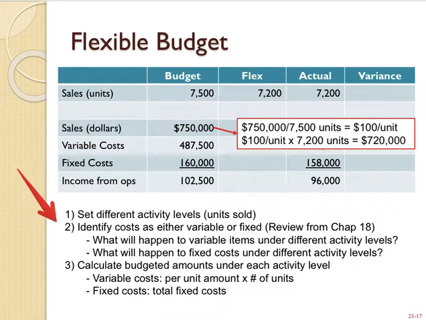The second step was we identify costs as either variable or fixed. And that's already done here for the most part for you. However, there will be other homework problems where you're going to have to figure out which items are variable and which are fixed, but these are already given to you. So if you're not sure about what variable and fixed means, be sure to review that from chapter 18.